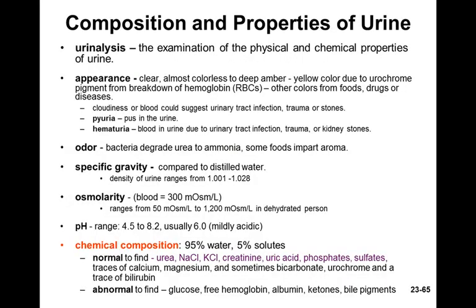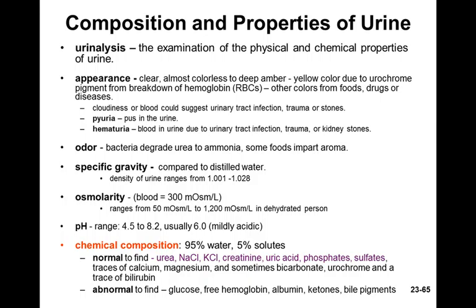This is getting into the properties of urine. You probably have heard of a urinalysis or had a urinalysis, and this is just the examination of the properties of urine. The appearance, of course, is clear, almost a colorless to deep amber color, and sometimes it's yellow. This depends on your foods, drugs, also diseases can change. Cloudiness could suggest a urinary tract infection. Pus in the urine is pyuria, which is definitely indicating something's wrong, and hematuria, which is blood in the urine, also indicates there's a problem.